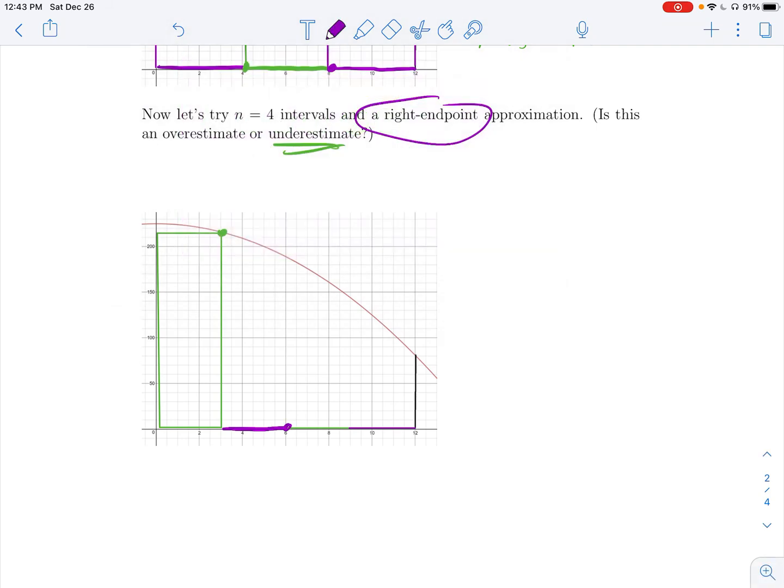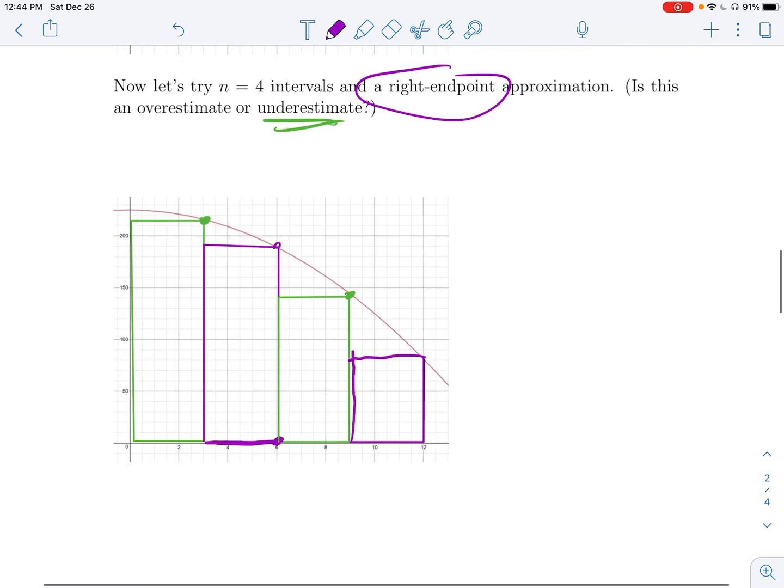For my second interval, here's the right endpoint. That's the height of the graph at my right endpoint. Turn that into a rectangle. Same thing over here. Here's my third rectangle. Here's my fourth. And what would our estimate be here?